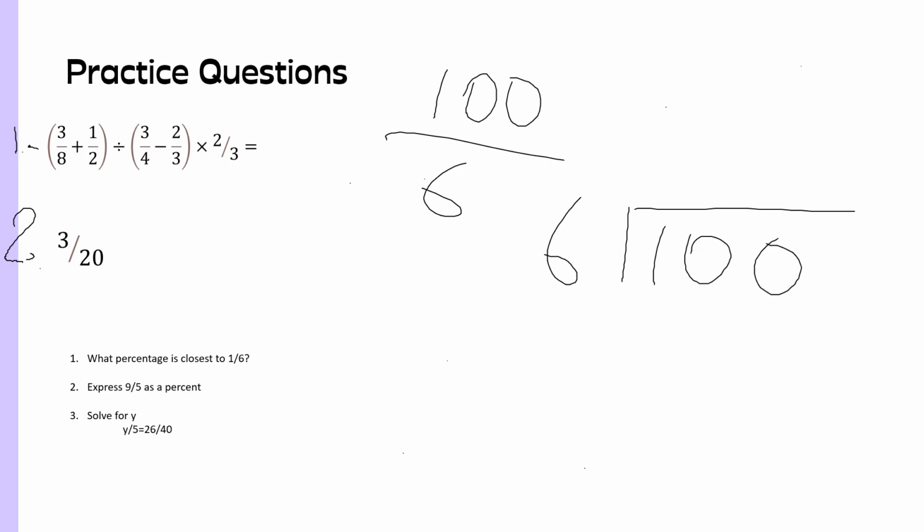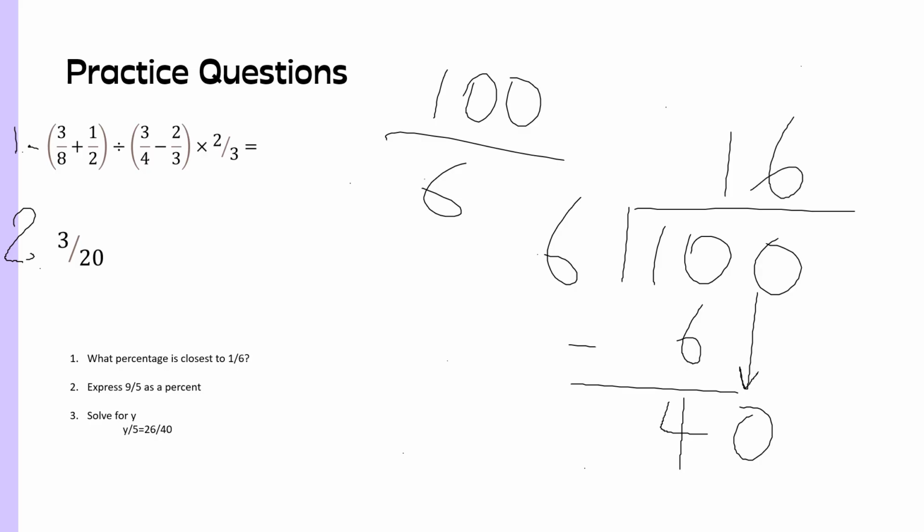Right? So 6 into 10 is 1 time. 6, 1, 6. Right? Subtract 6. 10 take away 6. 4. Leave 4. Right? Carry down this 0. 6 into 40. 6 times. 6, 6, 36.